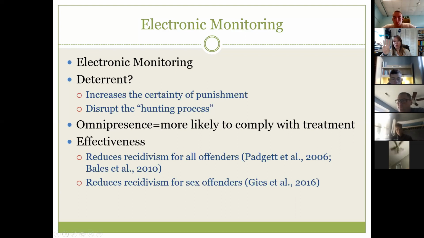So for those three reasons, researchers think electronic monitoring works for sex offenders: increasing the certainty of punishment, disrupting the hunting process, and making them comply with treatment.